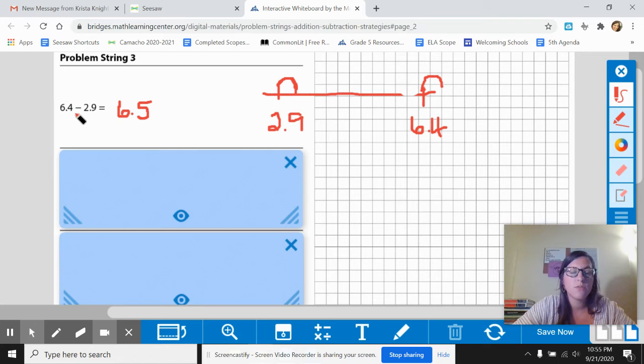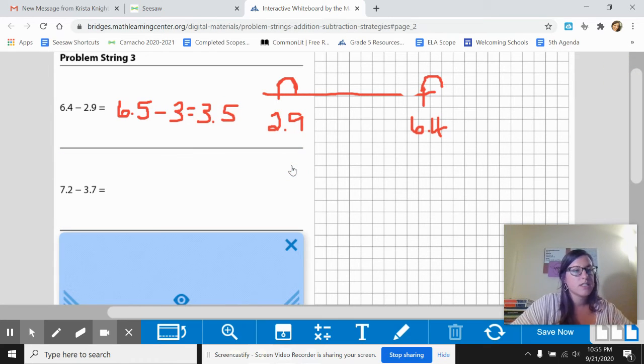Remember, this is only for subtraction. I can use give and take with addition. Minus 3 gets me to 3 5/10 for my answer.